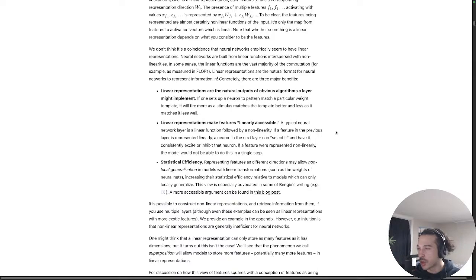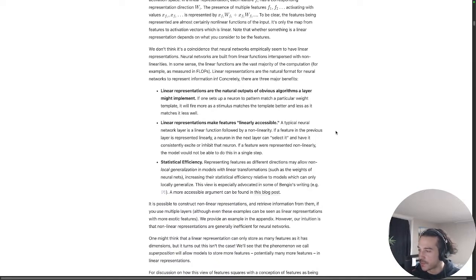A typical neural network layer is a linear function followed by a nonlinearity. If a feature in the previous layer is represented linearly, a neuron in the next layer can select it and have it consistently excite or inhibit that neuron. If a feature were represented non-linearly, the model would not be able to do this in a single step.